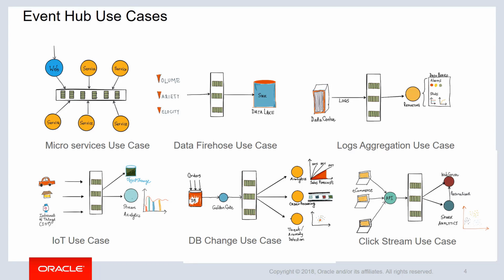Once you have these messages in Kafka topics, you're able to do stream processing using systems such as Apache Storm, Spark Streaming, Flink, and so on, as well as stream analytics using Oracle Stream Analytics or OSA. You can also move the data from Kafka to different destinations, such as Oracle Object Storage or Oracle Autonomous Data Warehouse.